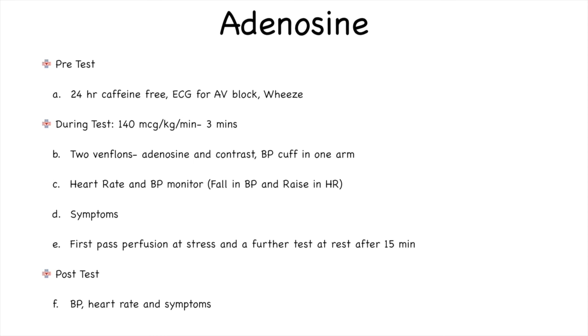The arm which receives contrast is the same arm as the BP cuff. Active monitoring of the heart rate and blood pressure is done during the perfusion. Adenosine is injected through an arm which does not have the BP cuff. Heart rate and BP is monitored regularly. Symptoms are recorded during the perfusion, and at a point where adequate stress response has been achieved, which is fall in blood pressure and raise in heart rate, or patients having symptoms of chest pain, flushing, or headache, then contrast is injected and first pass perfusion through the myocardium is seen.